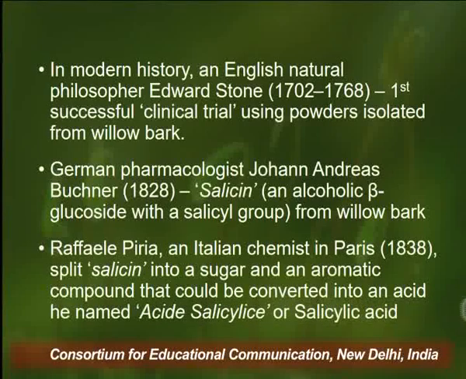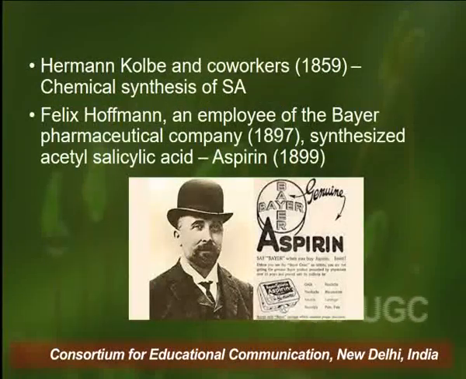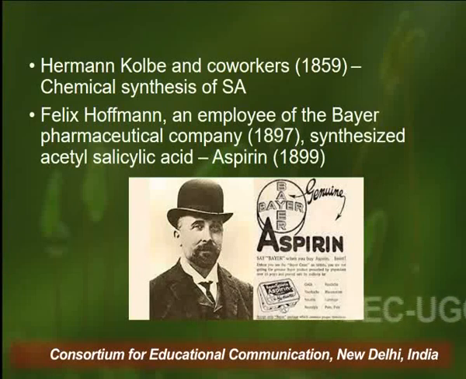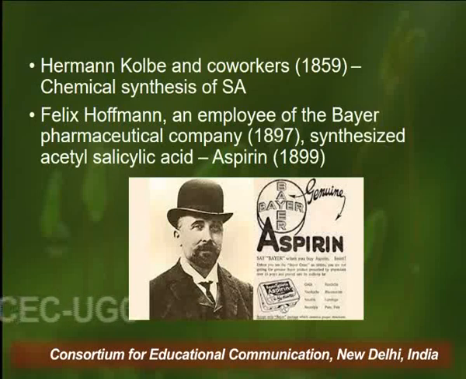So you can say salicylic acid was for the first time identified in 1838. Then Kolbe, along with his co-workers in 1859, for the first time gave the process for the synthesis of salicylic acid. But it was not until 1899, when Bayer, the company who launched the drug aspirin, and Felix Hoffmann gave the method for the synthesis of aspirin.